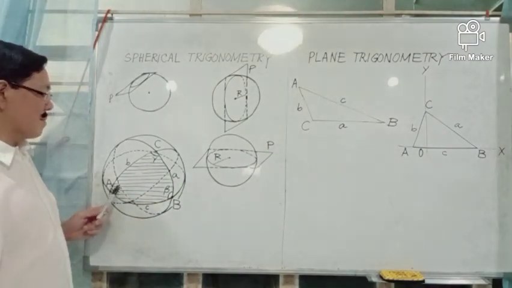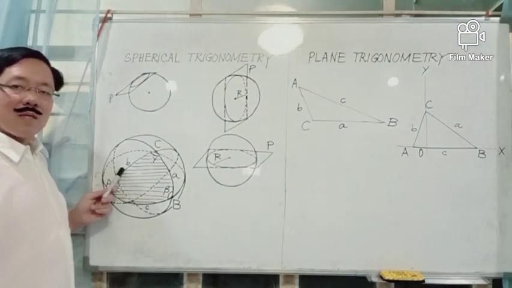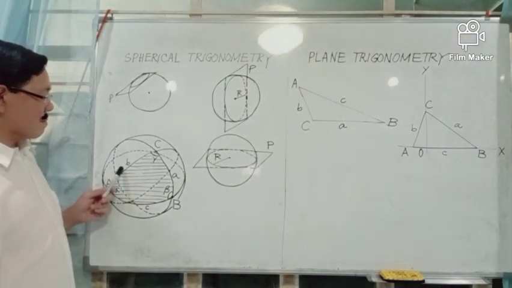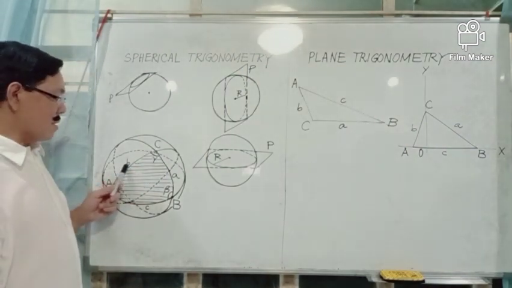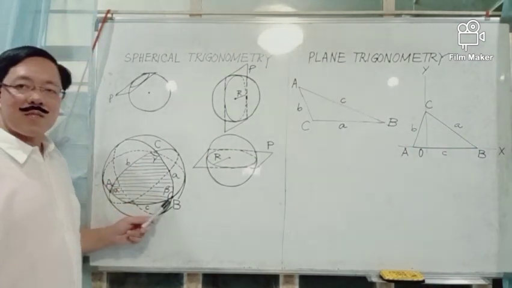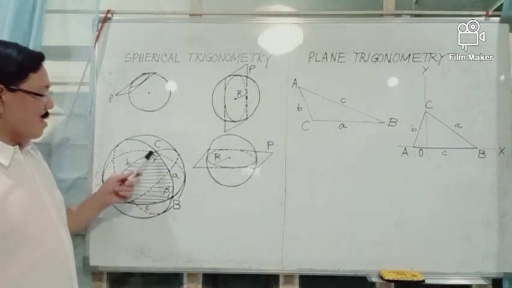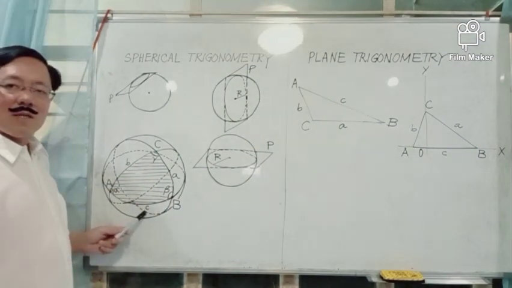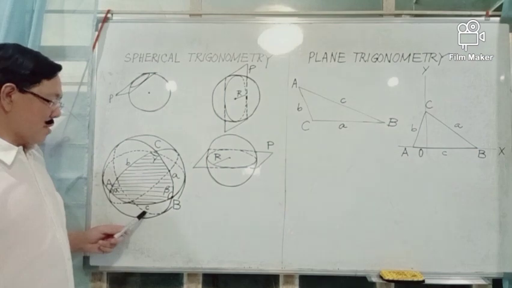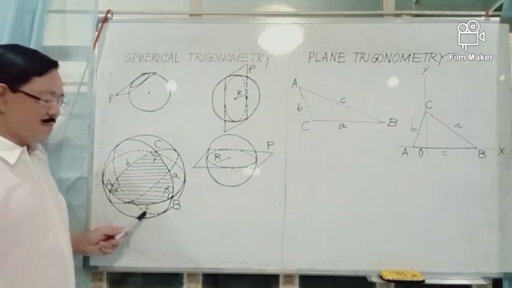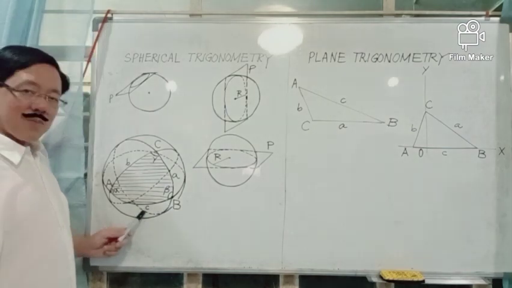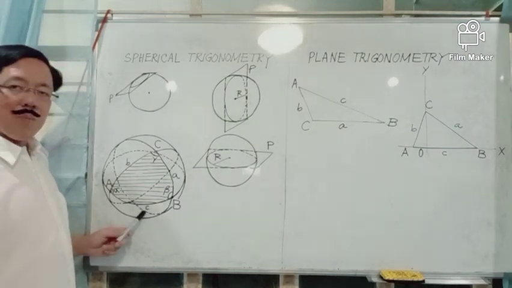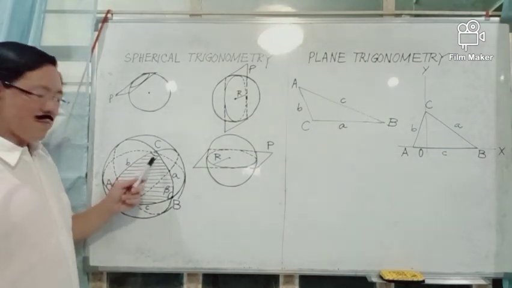Small b is the side through the vertices A and C. It is the side opposite vertex B. And small c is the side through the vertices A and B. Small c is the side opposite vertex C.